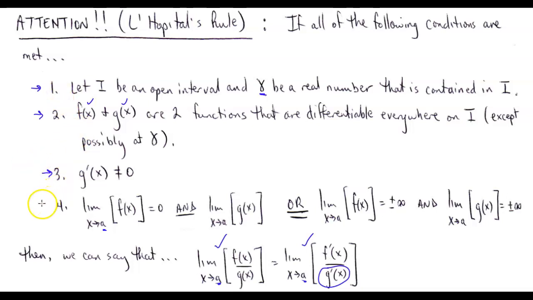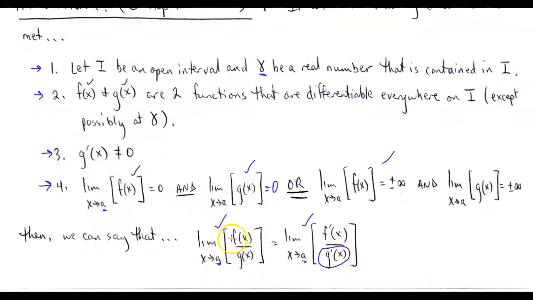Okay. The fourth thing here is that we want the outcome of both the limit of the numerator and the denominator of our function to either both be zero or both be positive or negative infinity. And this doesn't say it here, but it should be equals zero here. Okay. So if we have all four of these conditions in place, then we can simply say, hey, I want to study the behavior of this function, aka evaluate the limit of the function as x approaches a, by just evaluating the limit of the derivative of the numerator over the derivative of the denominator. Okay. So it really is just that simple.